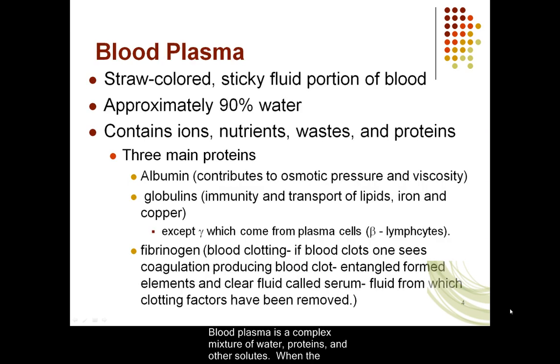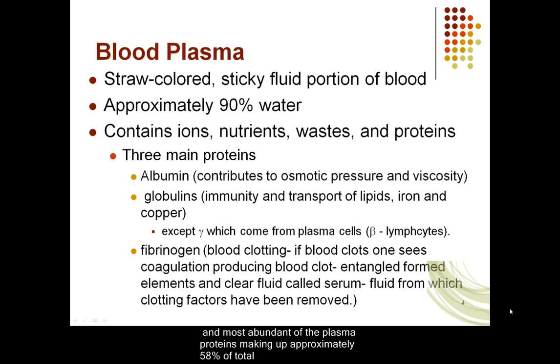Blood plasma is a complex mixture of water, proteins, and other solutes. When the blood cells, platelets, and clotting proteins are removed from plasma, the remaining fluid is termed serum. Water is the most abundant compound in plasma, making up about 90% of plasma's total volume. The next abundant compound in the plasma are the plasma proteins. Measured amount of plasma proteins usually ranges between 6 to 8 grams of protein per 100 milliliters of plasma. Another way of saying this is 7 grams percent.